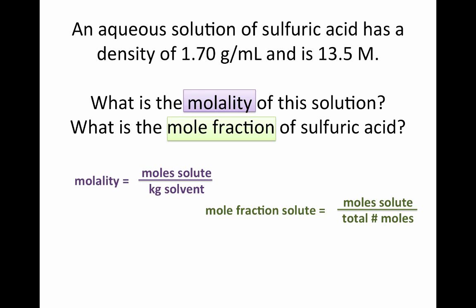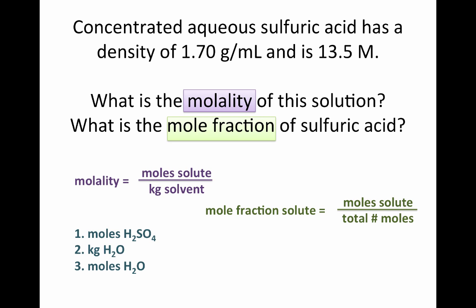So the mole fraction, when you're calculating, is always the number of moles of whatever you're calculating the mole fraction for. Here it's the mole fraction of the solute, sulfuric acid, divided by the total number of moles in the solution. So what do we need to find out? We need to find out the number of moles of sulfuric acid. We're going to use those in both calculations. We need to find out how many kilograms of solvent we have. Here our solvent is not explicitly listed, but it says it's aqueous sulfuric acid, so it's going to be water, because aqueous solutions are always in water.